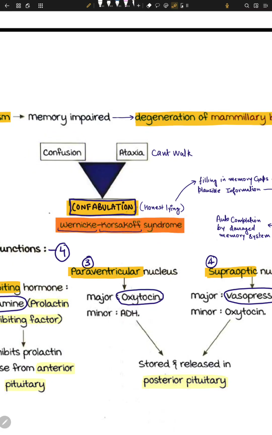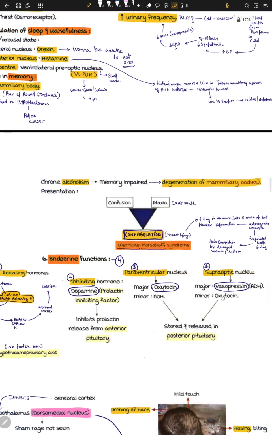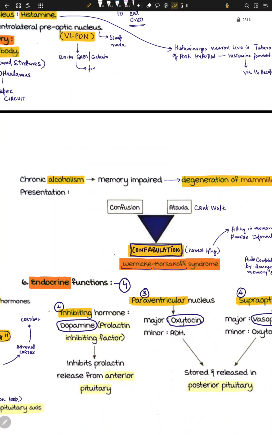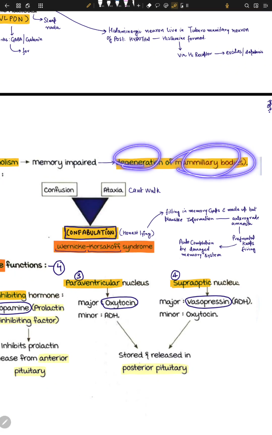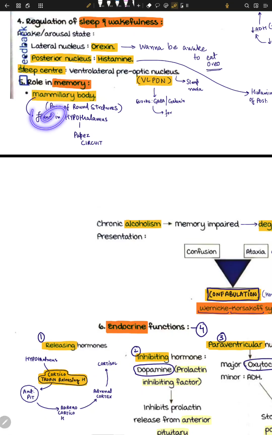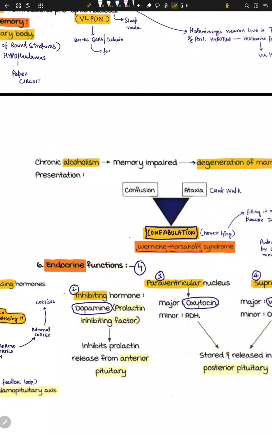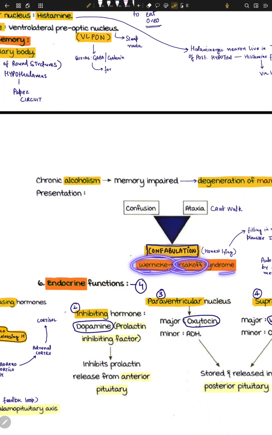He can't walk because he's drunk. Okay, so why is he drunk? He's drunk because he has been living in Russia. So, chronic alcoholism. Wernicke-Korsakoff, drunk guy in Russia. Chronic alcoholism, memory impaired, degeneration of mammillary bodies. We need memory for mammillary bodies. It presents with Wernicke-Korsakoff syndrome.